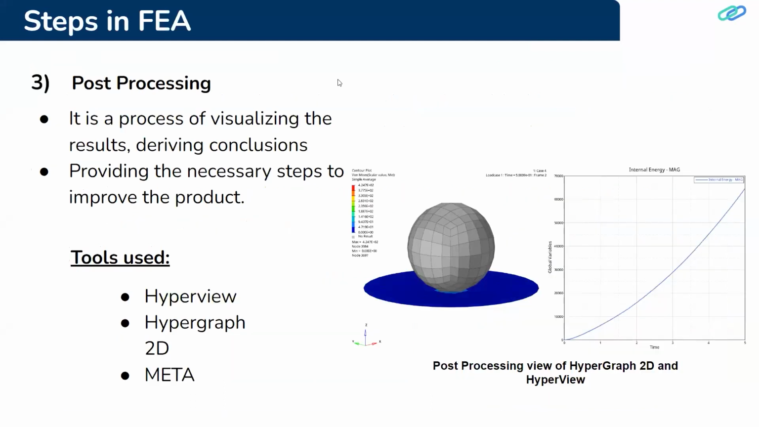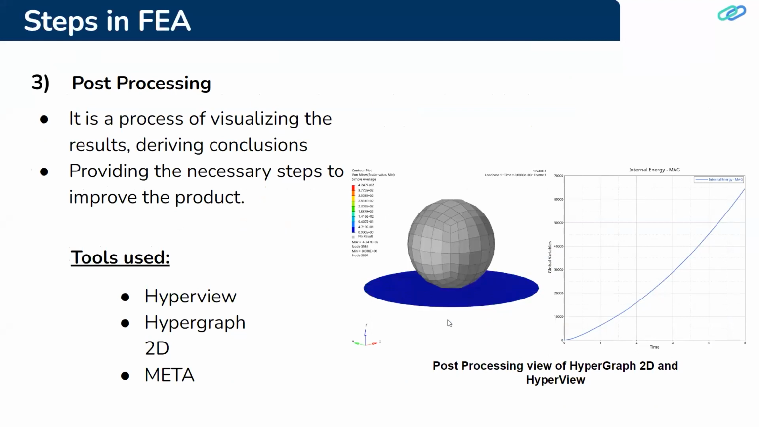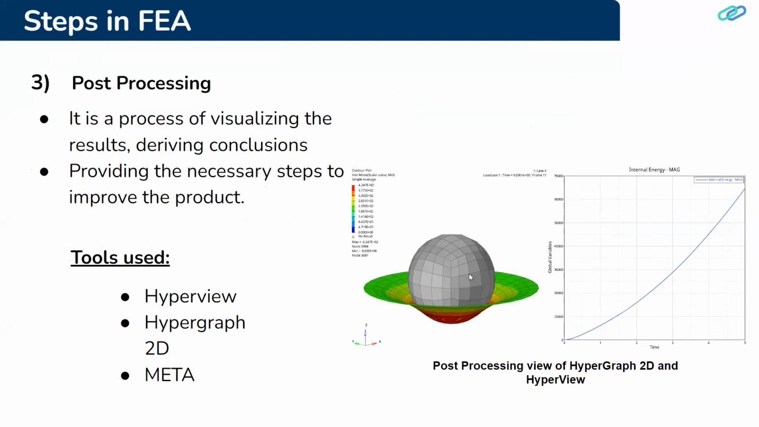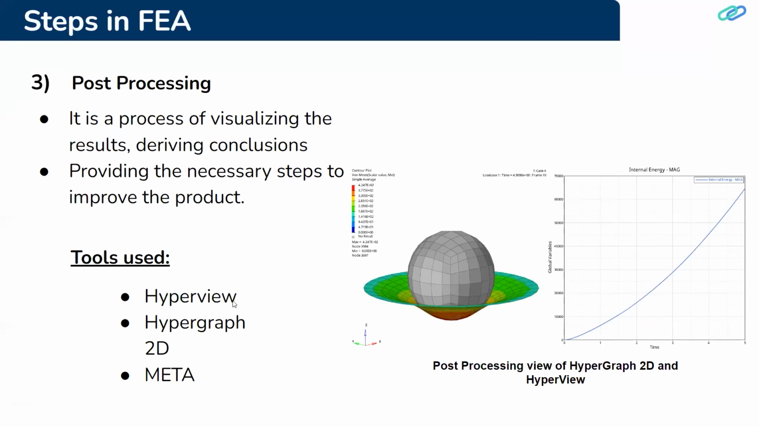And then you have post-processing. In post-processing, once you solve, as you can see here, you can see a mesh's contour plot, which is stress. You can see different colors showing up. I'll see what these colors represent, and what the values corresponding to these particular colors are. I'll plot graphs of all the different energies and find out whether this is good or bad. Once I find that out, I can decide whether to proceed or to go back and do the simulation again. Again, the tools that are used are Hypermesh, HyperView, HyperGraph 2D, and MetaPost. So these are some tools that are used.